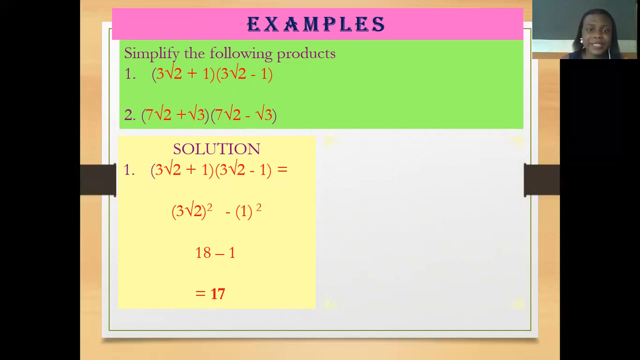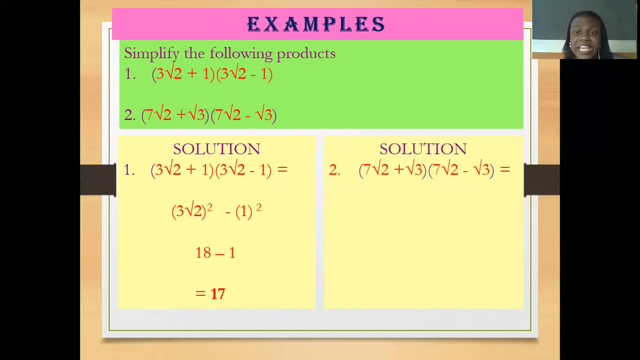Now let's look at the second one: 7 root 2 plus root 3 into 7 root 2 minus root 3. Also in this case, you can conclude that they are conjugate surds. So all you need to do is take each term and square each term, then subtract. So we're going to do 7 root 2 all square minus root 3 all square.